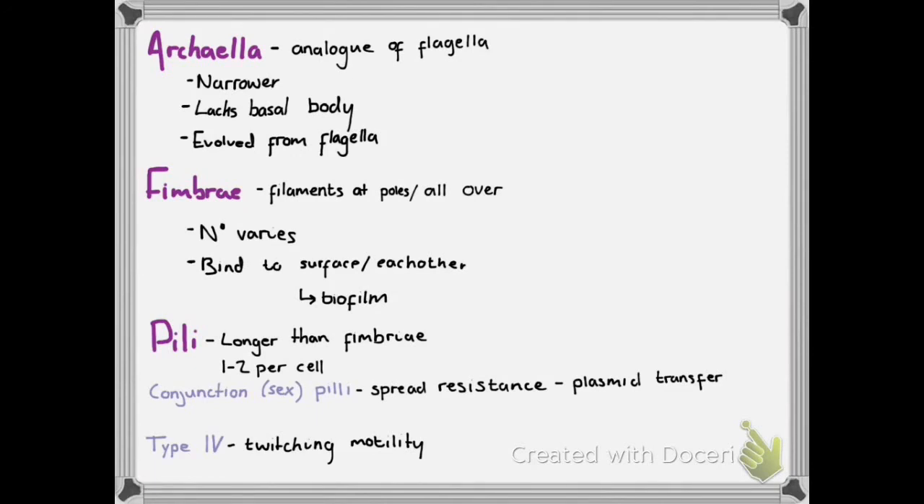And then you've got your pili, which are longer than your fimbriae, but they're a lot less in number, and there are two types. So you have your conjugation or sex pili, which allow for transfer of plasmids, which are like the little circular DNA, or you have type 4 pili, which allow for twitching motility along surfaces. So you can imagine it's sort of like hopping along or like squirting along. I don't know what that term is, like shuffling along like a little caterpillar.